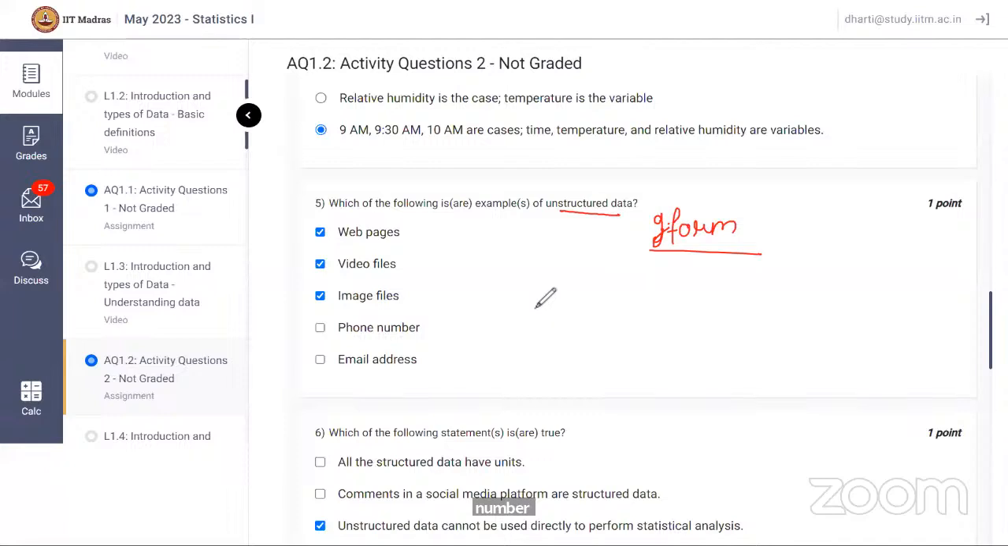Even with the phone number, you may have come across a situation where they ask you for the country code in a different section and the phone number in a different section. Is it so? Yes, ma'am. Why is it so? Because with this kind of thing, they want to come up with structuredness. Fine. That's the reason.